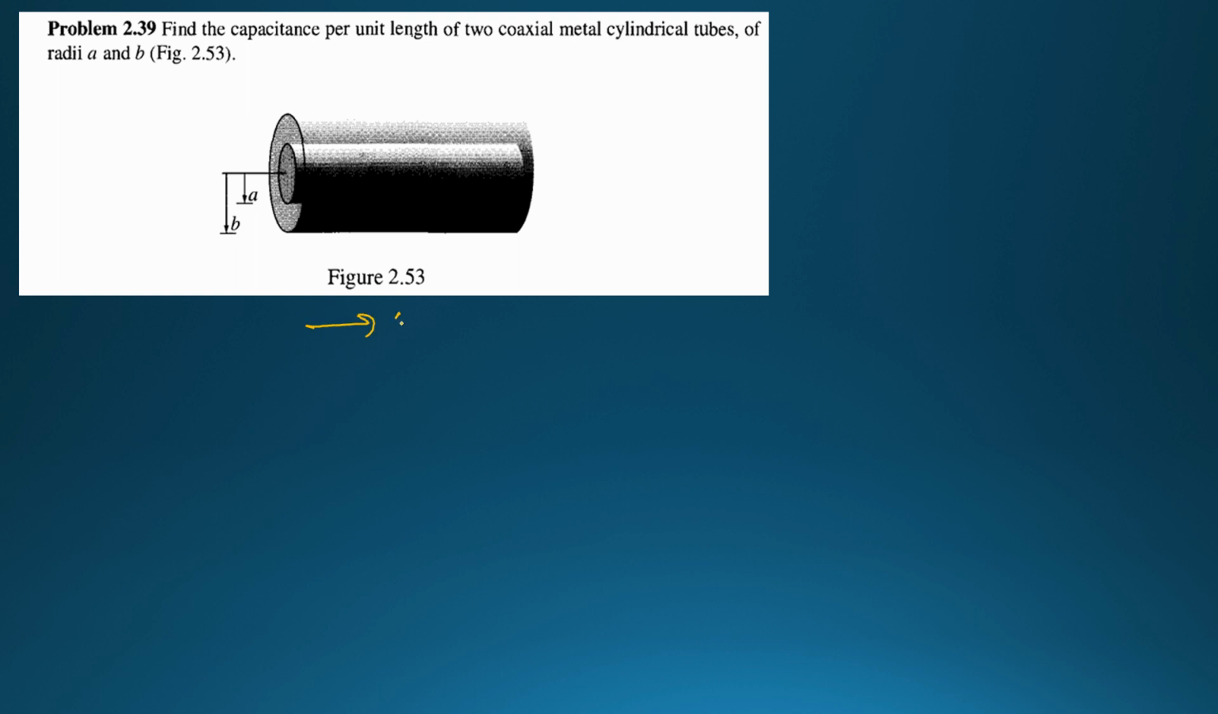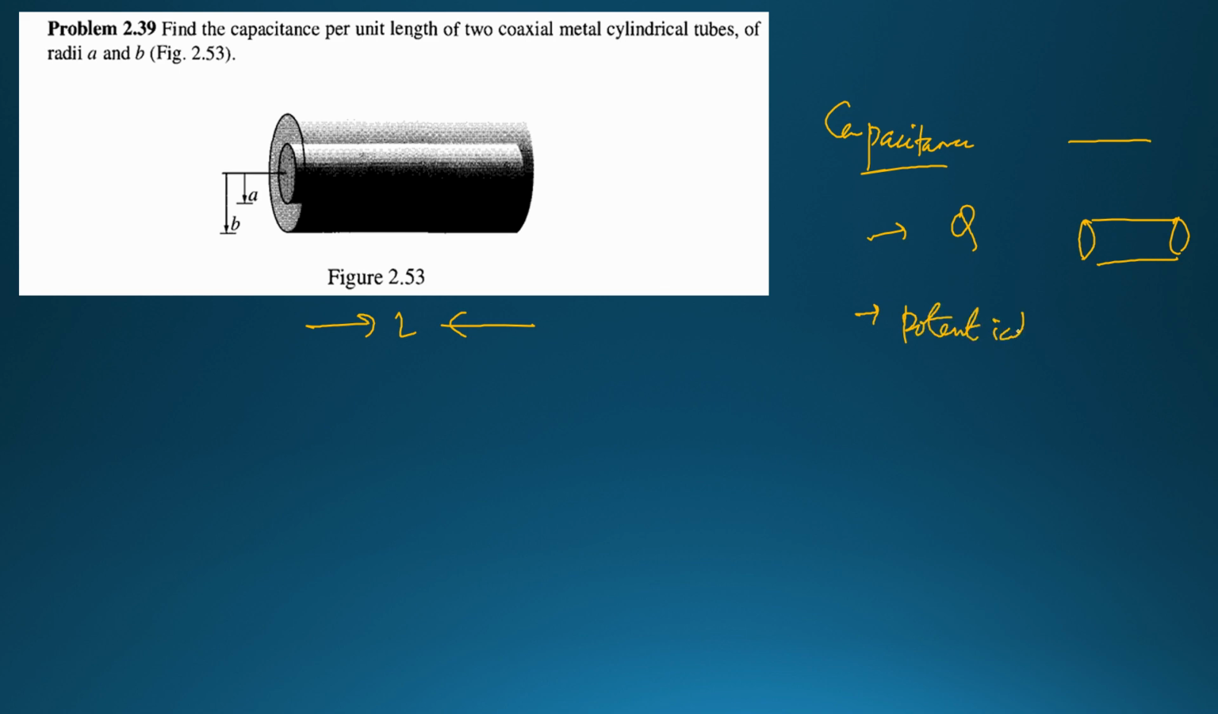The length of it will be L. The inner radius is A, the outer radius is B. We need to find the potential difference between the cylinders. Again, the process will be the same to find capacitance. First we need to sort out which charge is on which surface: inner surface, what charge, outer surface, what charge. Then we need to calculate the potential difference between the two surfaces, and only then can we calculate capacitance. It's not a direct process.